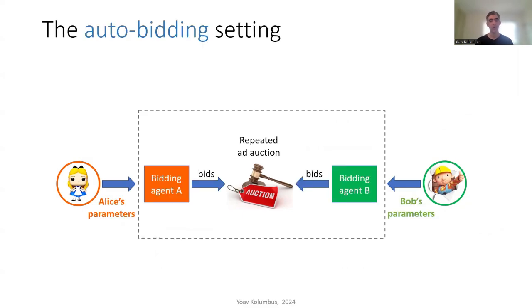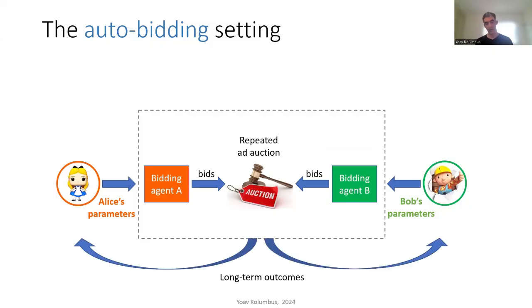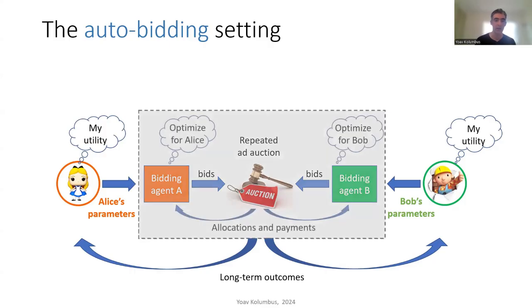Now, the automated bidding setting is a bit different. So here, Alice and Bob are going to enter some of their private parameters into the auto bidding agent interface. And we're going to focus on the value that they have for the item in the auction as the parameter. Then these bidding agents are going to place bids in a sequence of auctions, and Alice and Bob can observe the long-term outcomes and get some utility from these outcomes. What's actually going on in this gray box here is that every bidding agent is running some learning algorithm aiming to optimize utility for its user. But importantly, it's optimizing according to the parameters that were entered by the user.